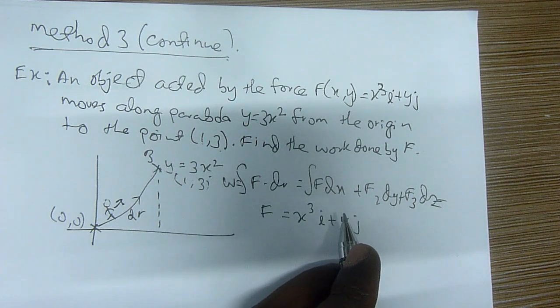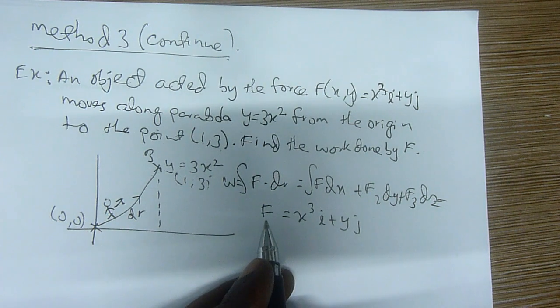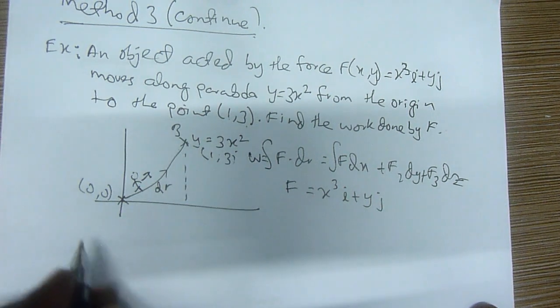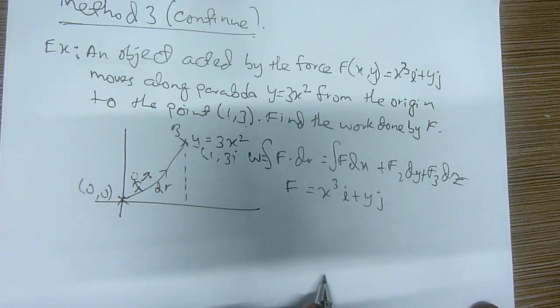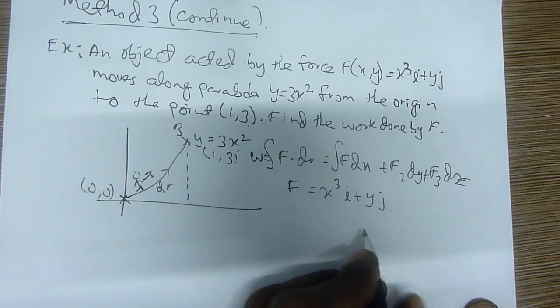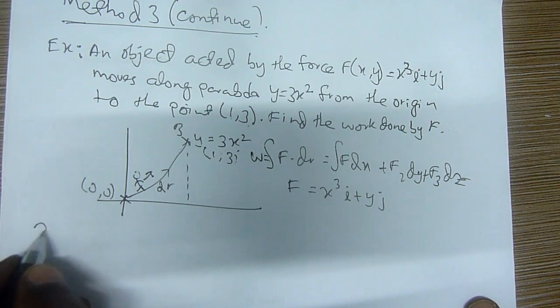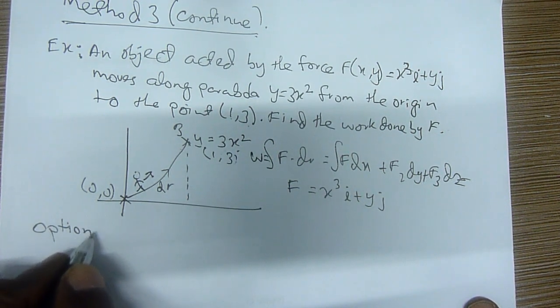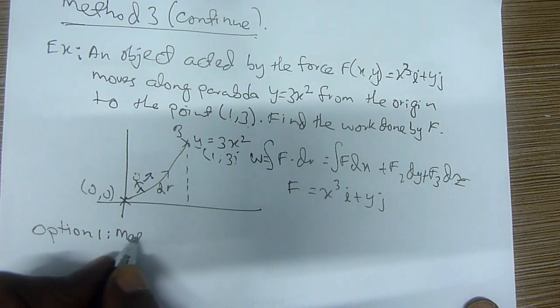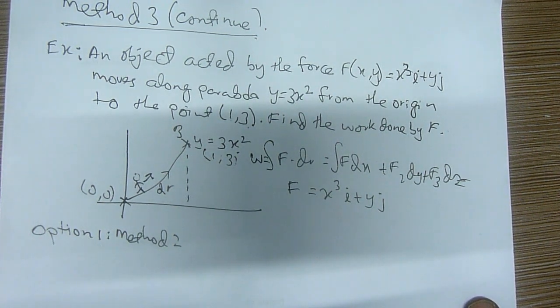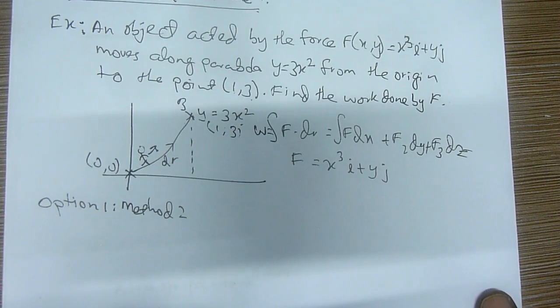But ultimately I wanted to show you something different, right? But let it be. How to calculate? This is option 1 and option 2. We calculate based on option 1. Let me show you option 1 that you already learned in method 2. I use method 2 to calculate option 1.